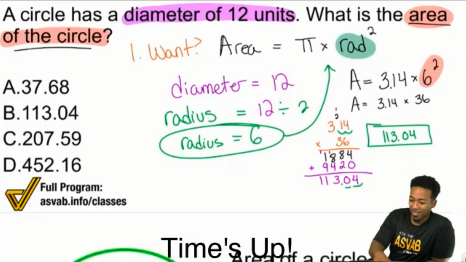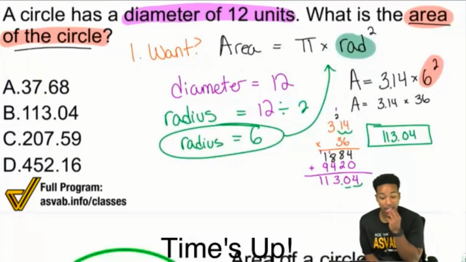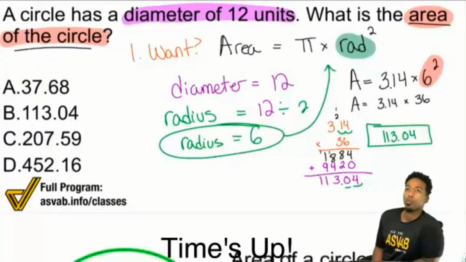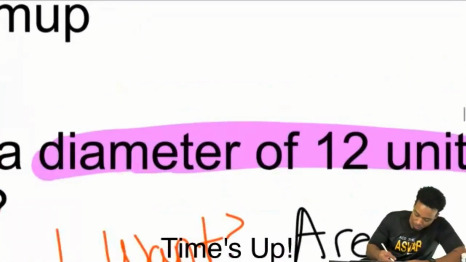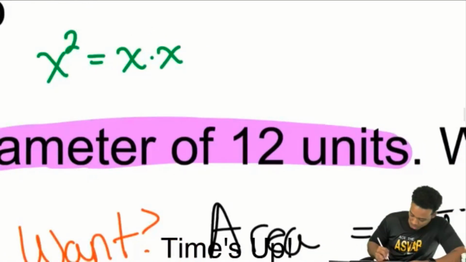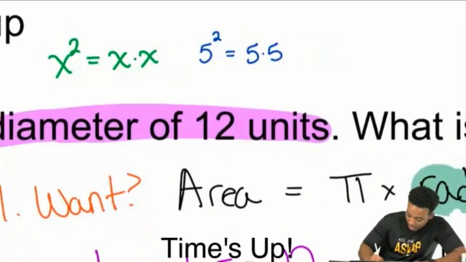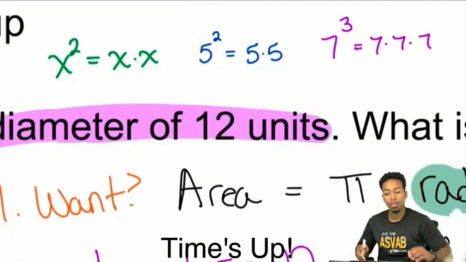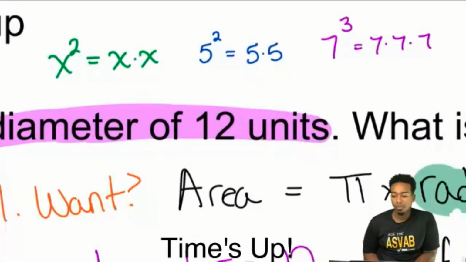I got you. What's going on, Miracle? Welcome in. What is your question? Hey, so I get confused about the square. Say 6 to the second power. Do you multiply 6 2 times? Yeah. So if you got x squared, that's the same thing as saying x times x. If you got 5 squared, it's the same thing as saying 5 times 5. If you got 7 cubed, it's the same thing as saying 7 times 7 times 7. So the number up here just tells you how many times you're multiplying that number. Okay, thank you. Got you.